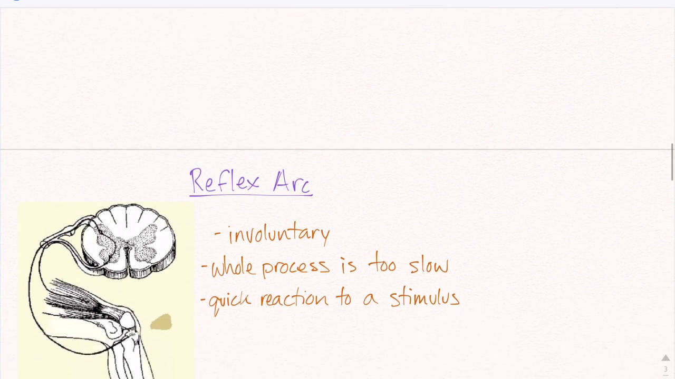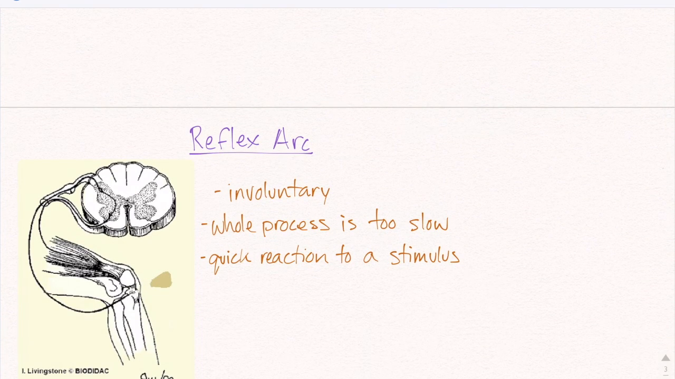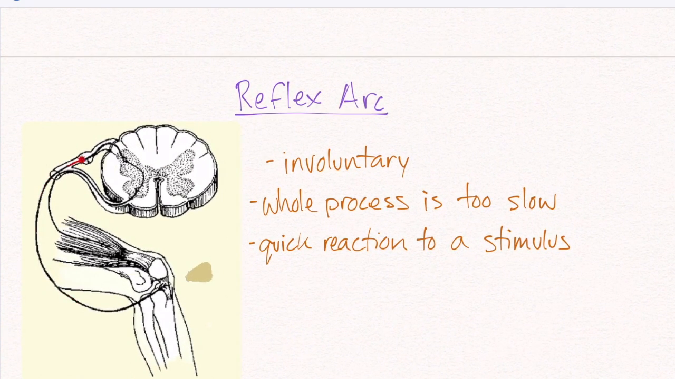We also have something called a reflex arc. The reflex arc is involuntary, and it's a very quick movement in response to any stimulus. This does not require a huge action potential because the body must react quickly, and going through the whole process would make it too slow and we wouldn't be able to react in time.